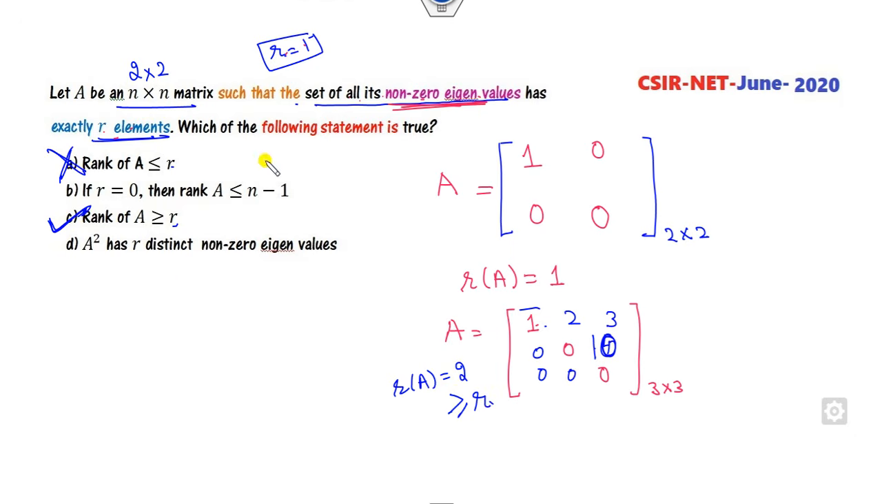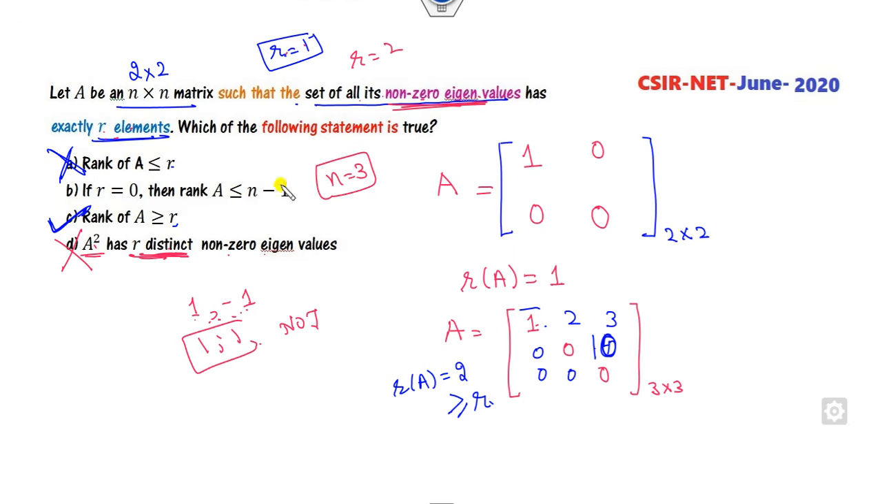This option is cancelled. A square has R distinct non-zero eigenvalues, that's the wrong option. If I consider these values are 1 and minus 1, if I consider R as 2, these are the distinct eigenvalues, but A square has 1 and 1, so it's not distinct, these are the same. It's cancelled out.